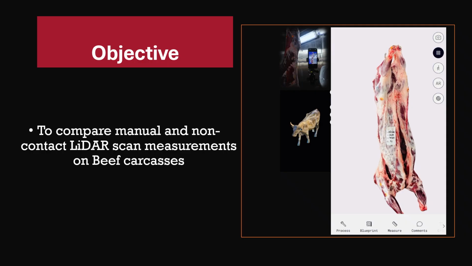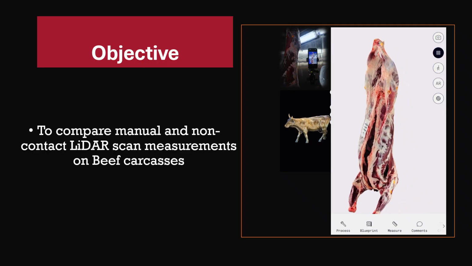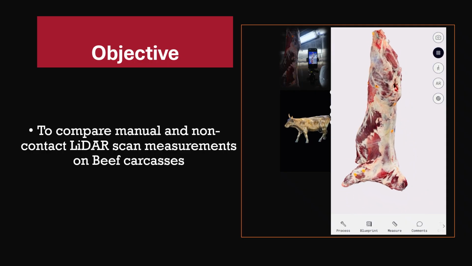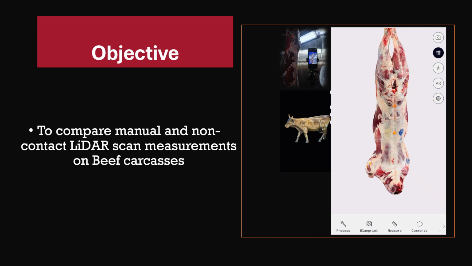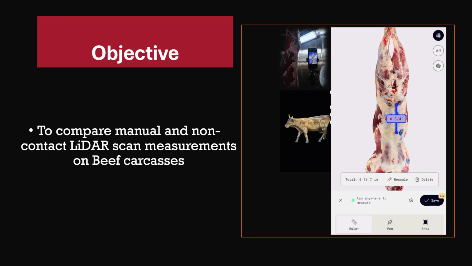And so our objective was to compare the manual method and the non-contact LiDAR scan measurement on the beef carcasses. So this is the user interface of the LiDAR using the Polycam, and you can do some of the linear measurements. Also, there is a part for the area, and you can measure area. We also have AR, which is augmented reality, and you can put these carcasses on in real time.